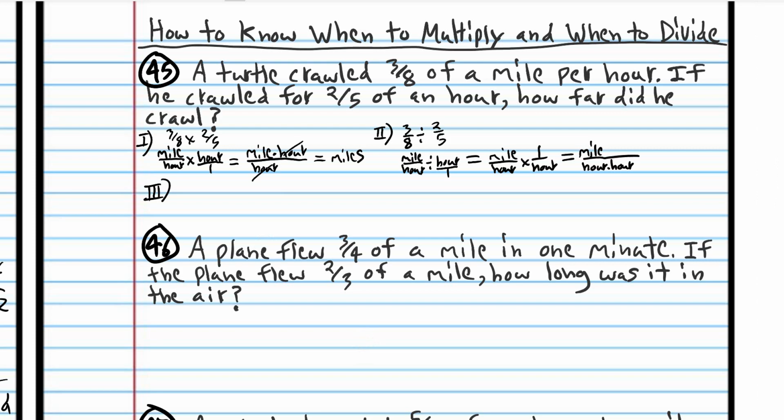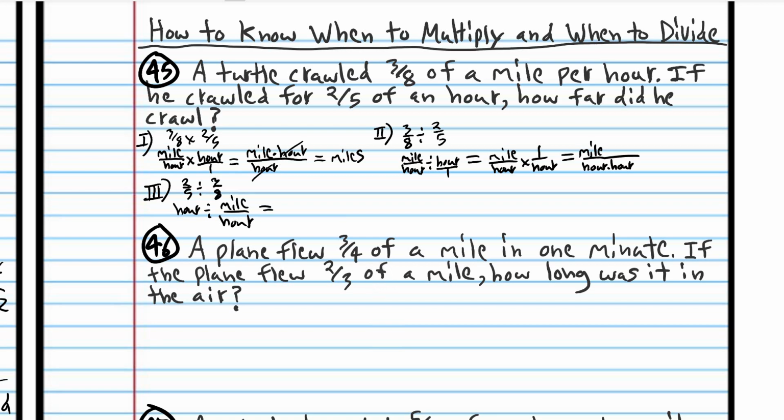You might be thinking, well, why am I showing you the wrong way to do it? I just want you to see what it looks like when you do it the wrong way. So now we tried 3/8 divided by 2/5. Now let's try 2/5 divided by 3/8. Actually, I have to write that smaller. 2/5 divided by 3/8. That would be hours divided by miles per hour.